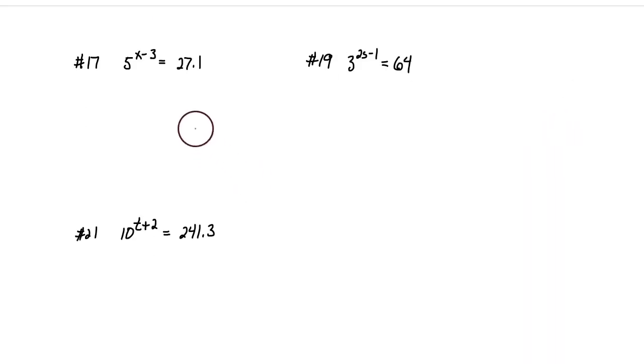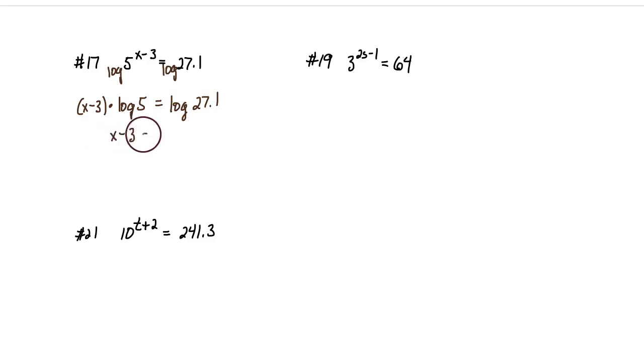Number 17, our equation has the variable in the exponent. We can solve by doing the log of both sides. So squeeze the word logarithm in front of both of those expressions. On the left side, the exponent, which is x minus 3, can be multiplied in front of the log of 5. And on the right side, we have log 27.1. Now use division to get the x minus 3 alone.